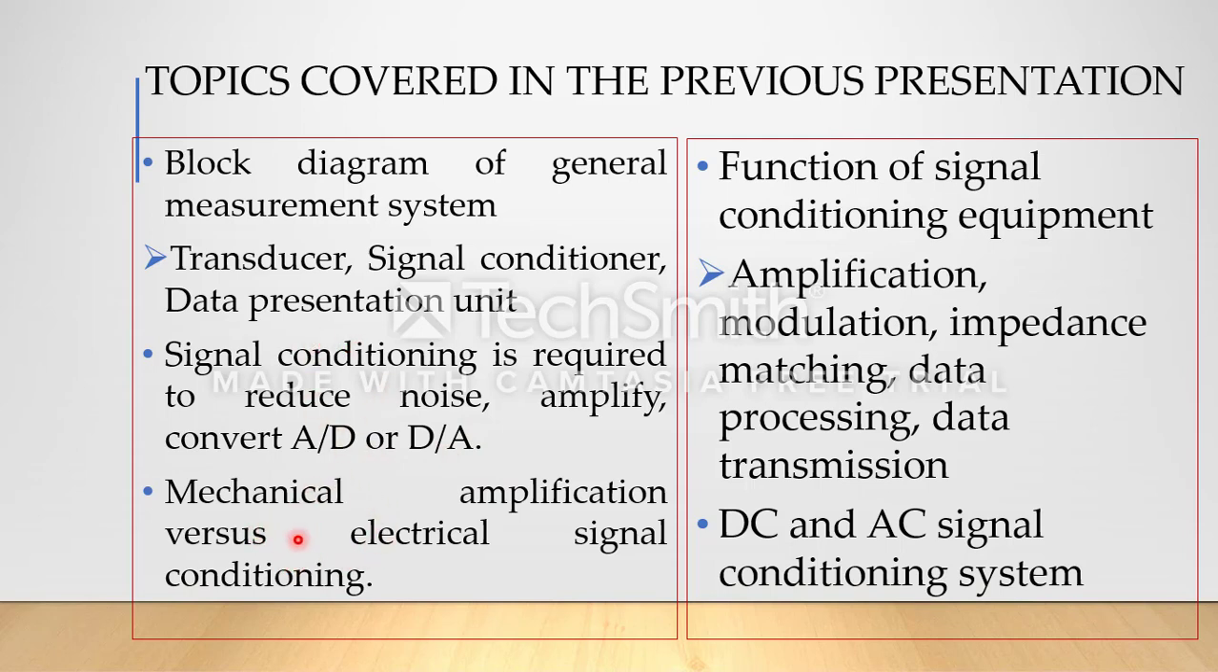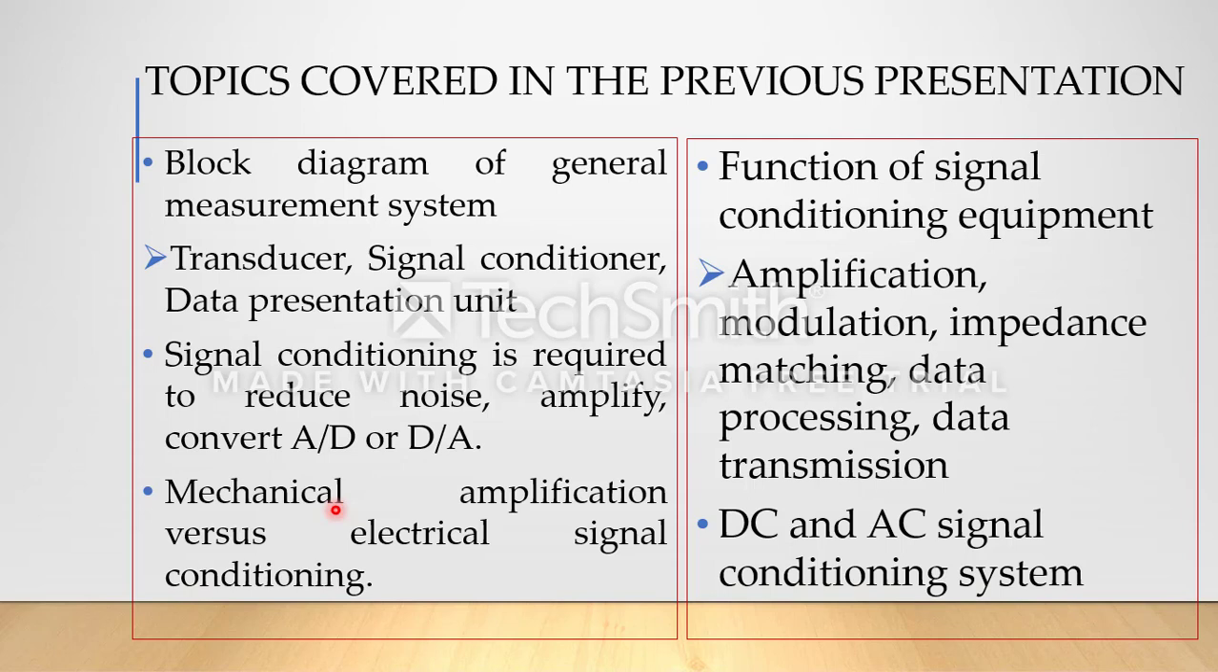What is the difference between mechanical amplification and electrical amplification? In mechanical amplification there are more errors, and the data is not precise. In electrical signal conditioning, we get data with the precision that is required. So that is why we usually go for electrical signal conditioning.